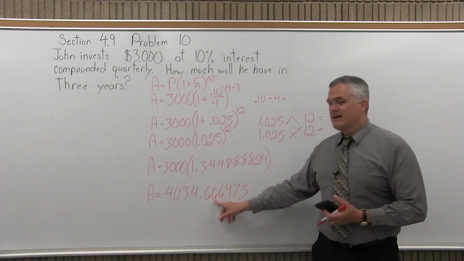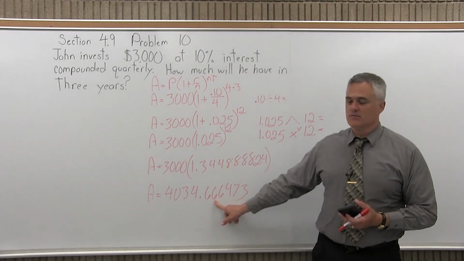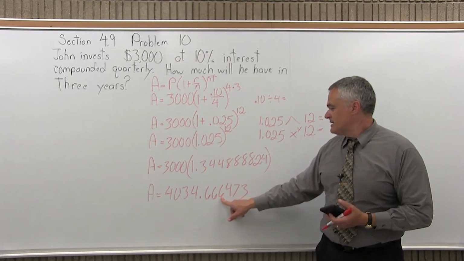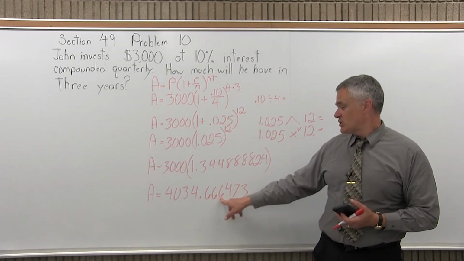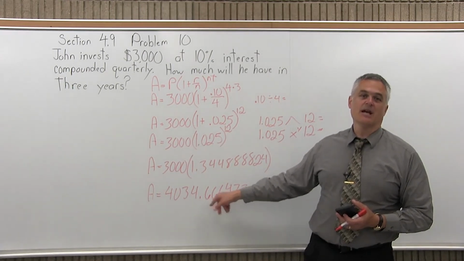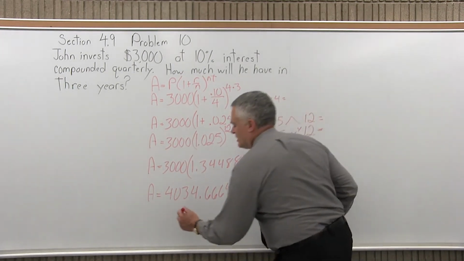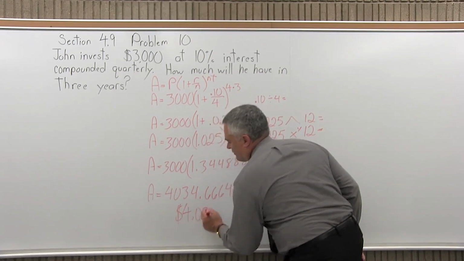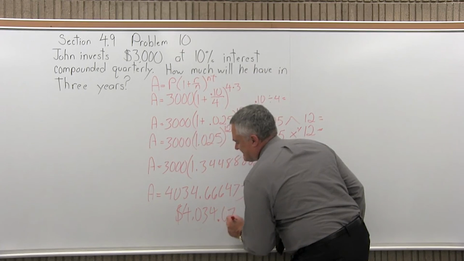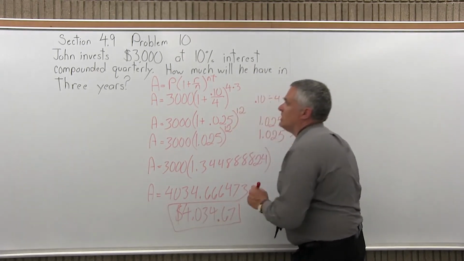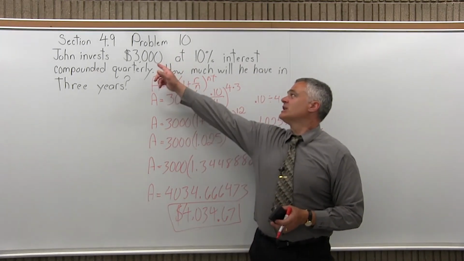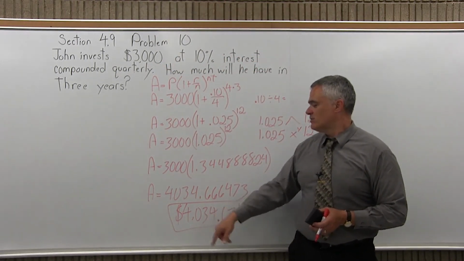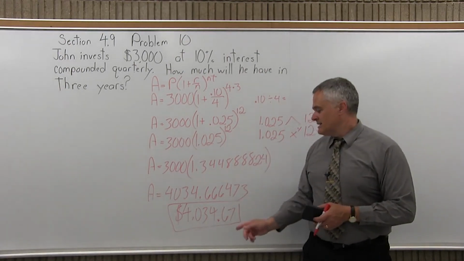Now again, this is an amount of money. So more than 2 places after the decimal for money really has no meaning. So past the 66 cents, it means nothing. But because the third digit out is big enough, I'm actually going to round it to 67 cents and then chop off the rest of the digits. So my final answer, I'll use a dollar symbol, $4,034.67. So that's the amount of money. John invests $3,000 now at 10% compounded quarterly. In 3 years, that $3,000 is going to grow to $4,034.67.